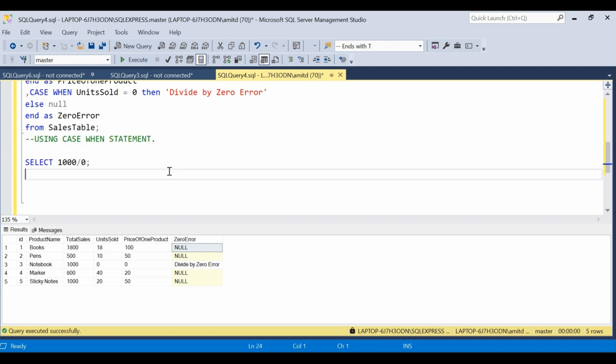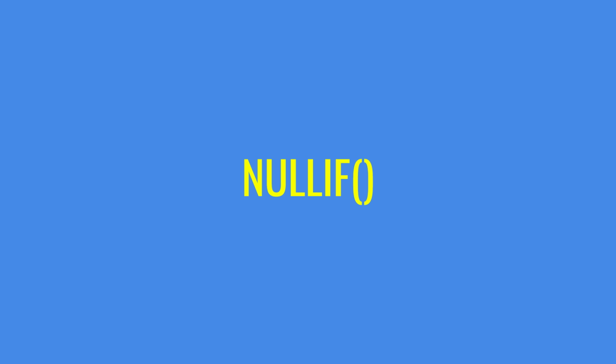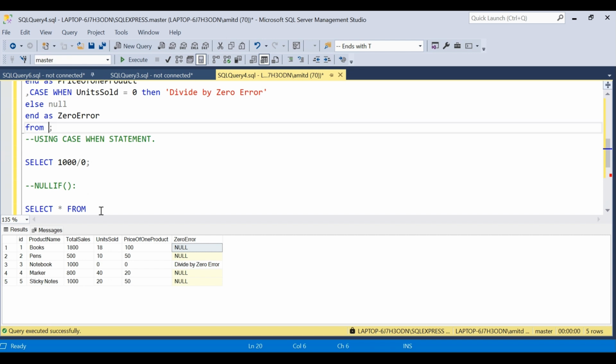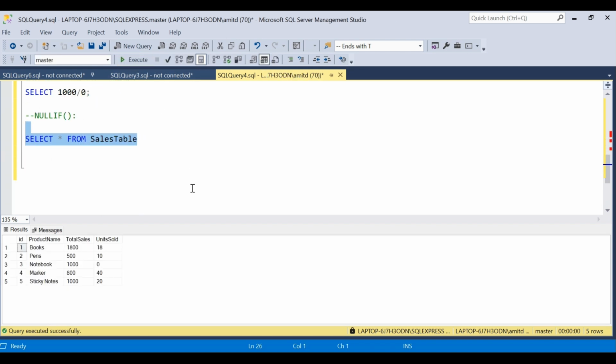Now we will move to the second approach. Second approach, that is NULLIF. I hope you have an idea. So let's start. Select star from the table name. Let's run.